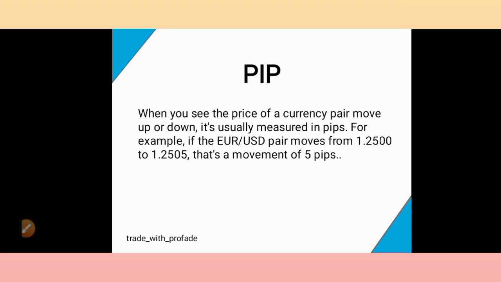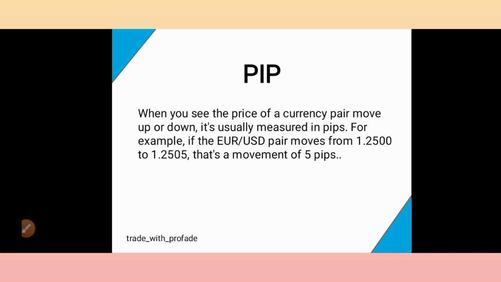When you see the price of a currency pair moving up or down, it's usually measured in PIPs, just like I mentioned. For example, if the EUR/USD pair moves from 1.2500 to 1.2505, that is a movement of 5 PIPs. How do you get that? Take away 1.2500 from 1.2505. What do you have left? You have 5. So that is how to calculate your PIP. In case you want to put your stop loss at maybe 20 PIPs above or 30 PIPs above, now you know what to look out for.